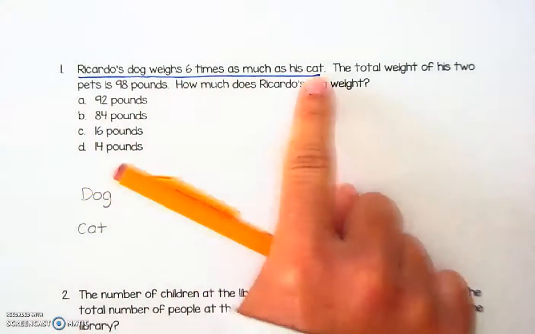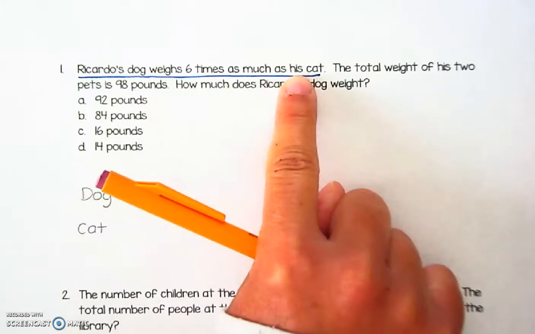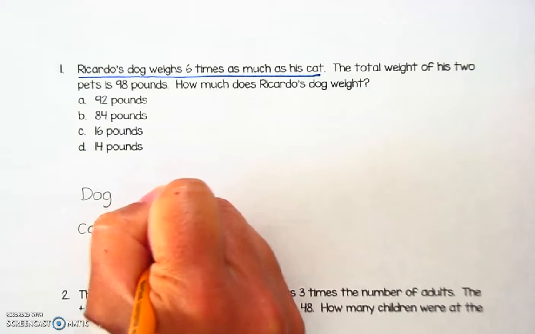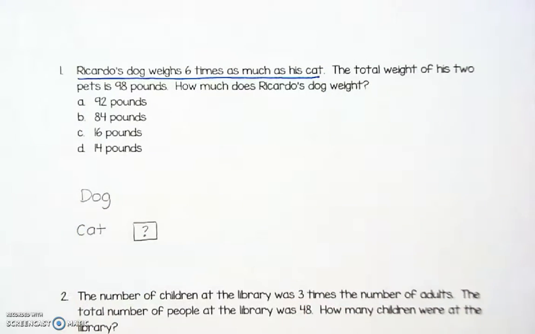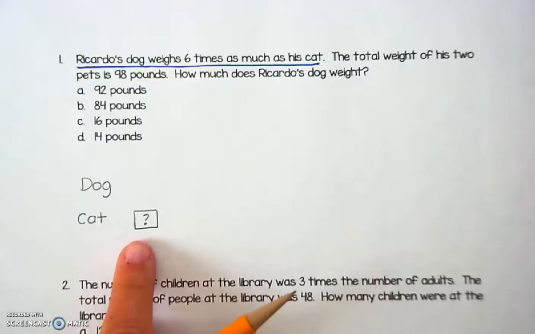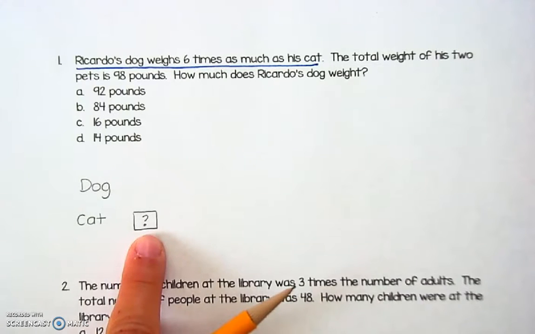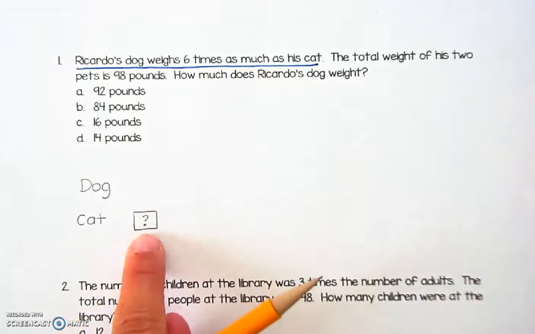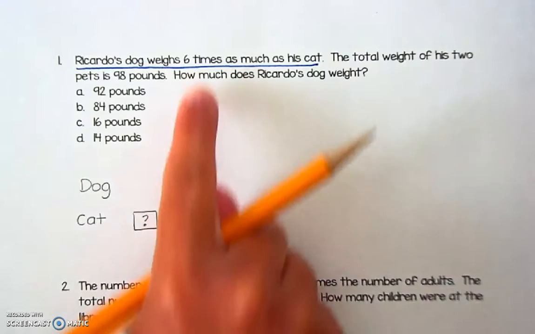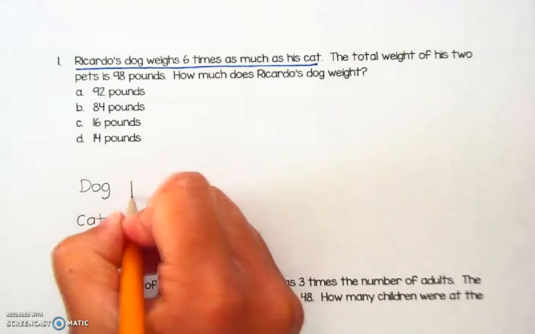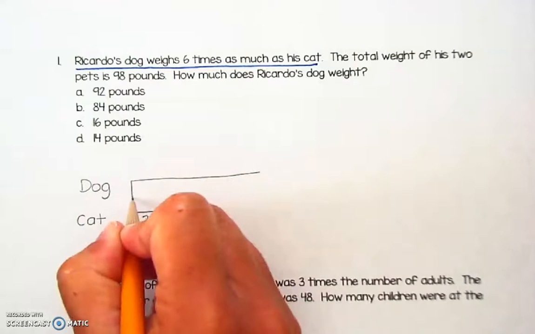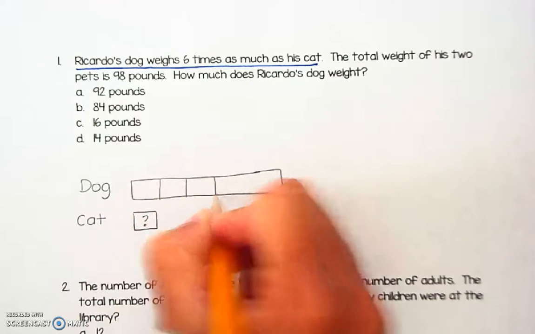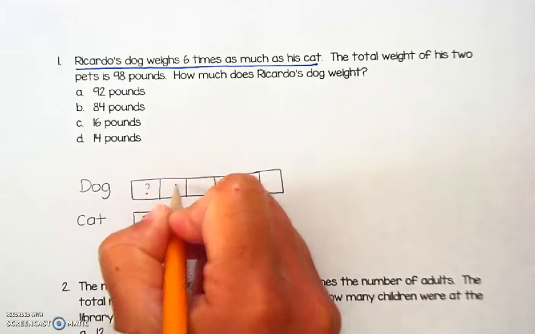Now I can also tell from this sentence that the dog weighs 6 times as much as the cat. Well, that tells me that the cat is going to get one box full of a mystery number. I don't know how much the cat weighs, but I know that the cat weighs less, so I'm going to represent the cat by one box. And the dog weighs 6 times as much. Well, if the cat is one group of a mystery number, then 6 times as much would be 6 groups of a mystery number. So I'm going to draw a long rectangle that has 6 groups of a mystery number.